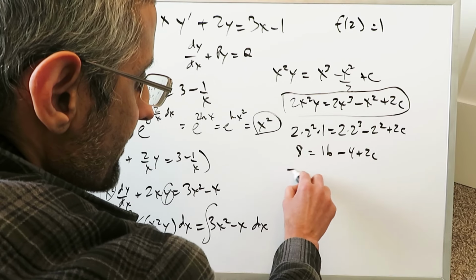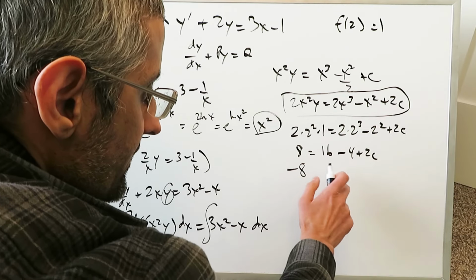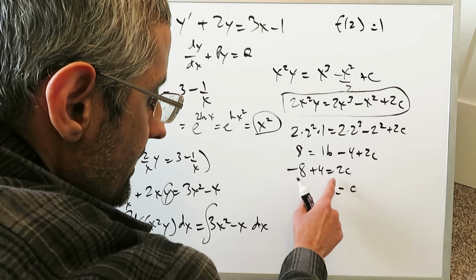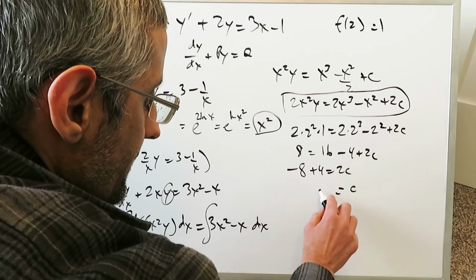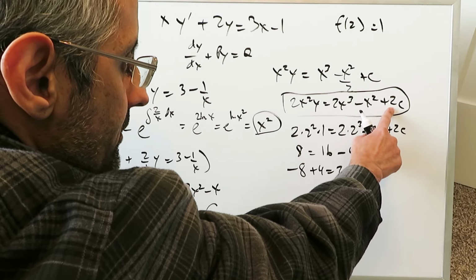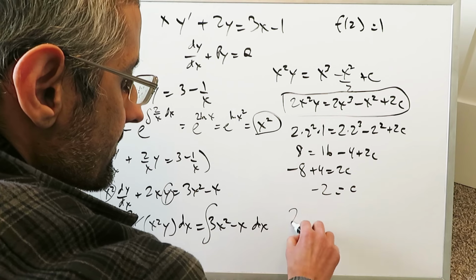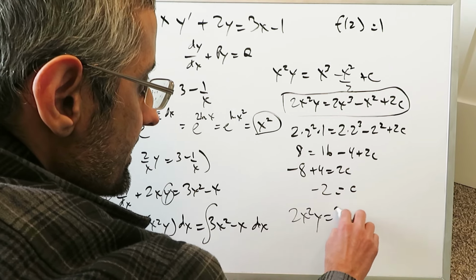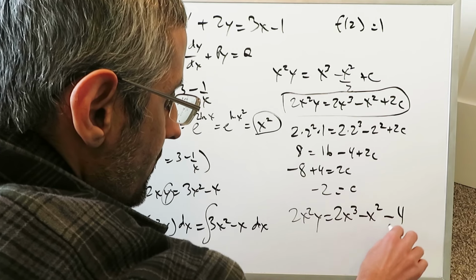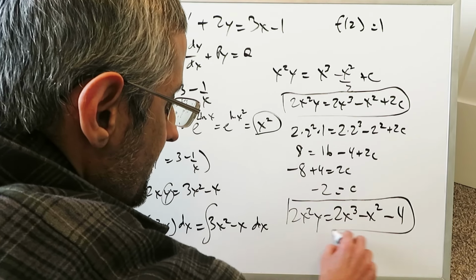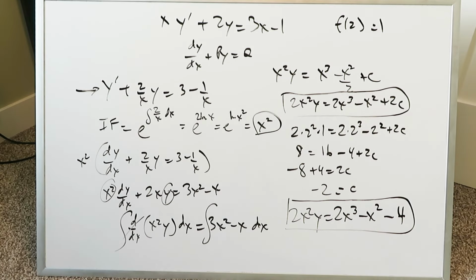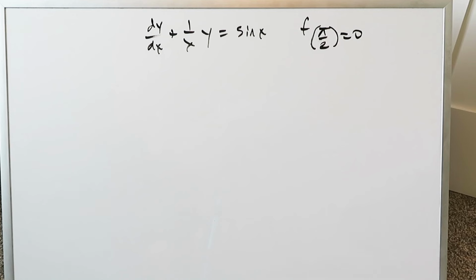Take this on the other side, you'll have a minus 8, and then take the 4 on the other side, plus 4 is equal to 2c, and c is equal to minus 4 divided by 2, which is minus 2. C is equal to minus 2, and you just plug that in and rewrite your final answer. It'll be 2x squared y is equal to 2x cubed minus x squared minus 4. And that represents the function for which this differential equation is true, and the answer should be good. Let's try this.